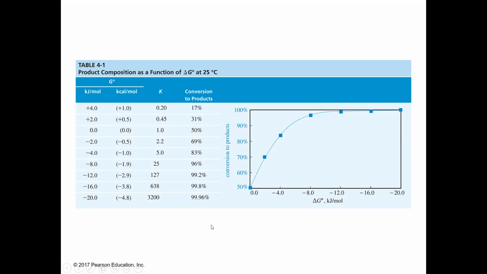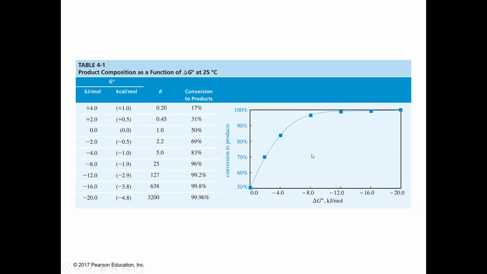All right, so this is a graph that shows the relationship between delta G and conversion to products. Okay, so if delta G is 0, then we would have like 50% conversion to products. Okay, we'd still have a lot of starting material left over.